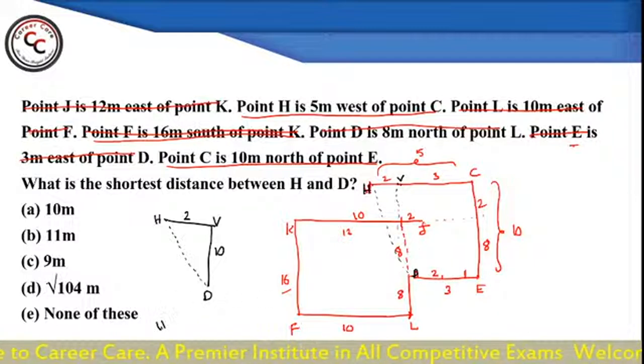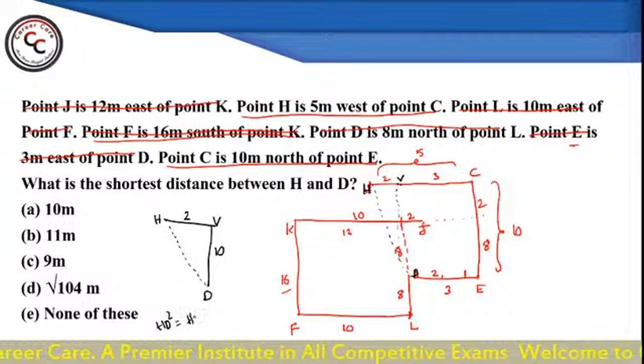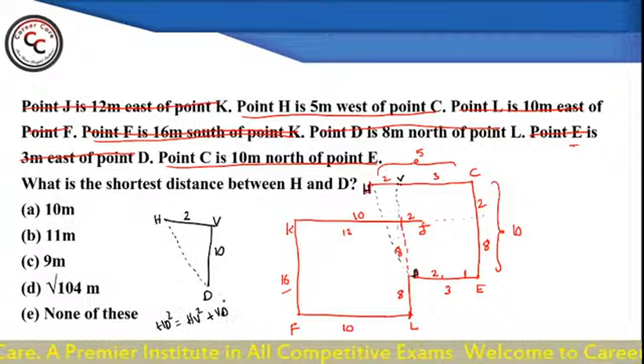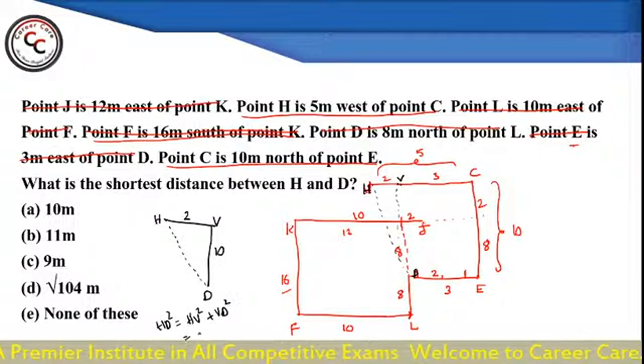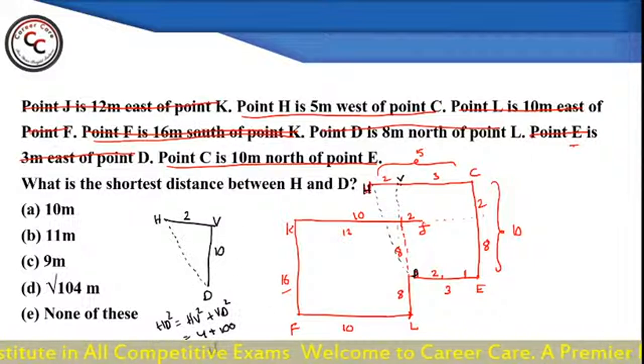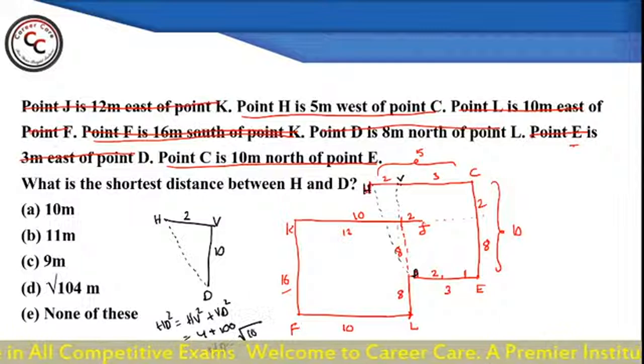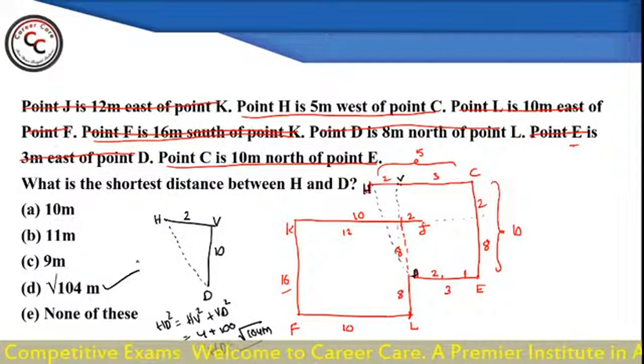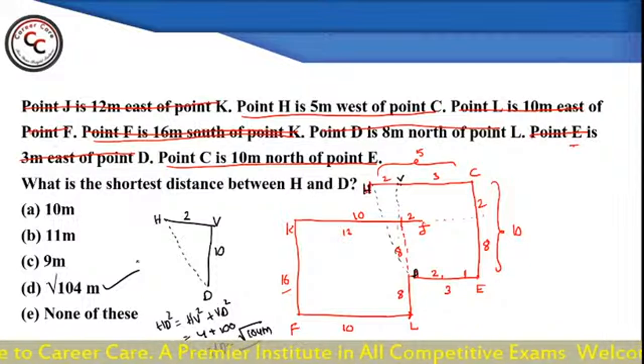So according to Pythagoras theorem, HD square equals to HV square plus VD square. So HV square 2 square 4, VD square 10 square 100. So HD equals to under root 104 meters. Absolutely option number D. Right? Nice. Very good. Multiple points, you should be very careful while going with respect to the distances. Okay? Nice. Very good.